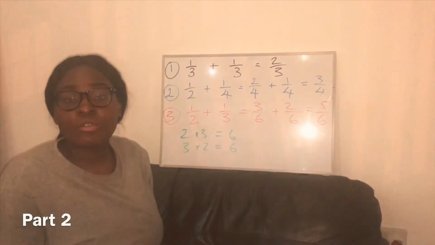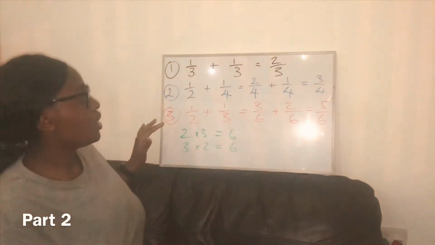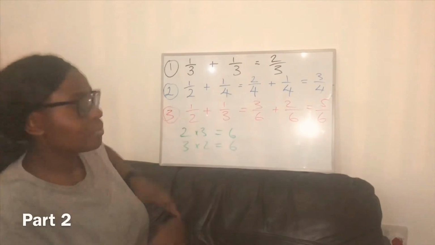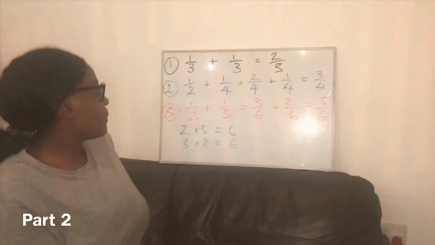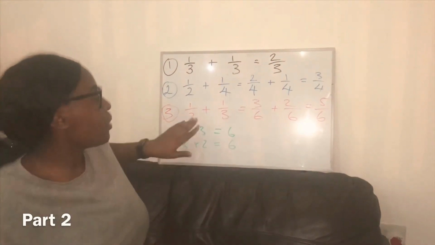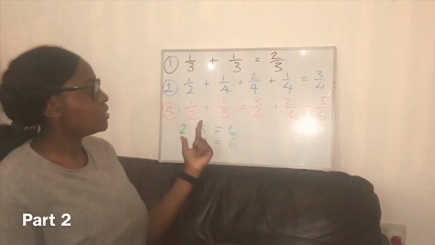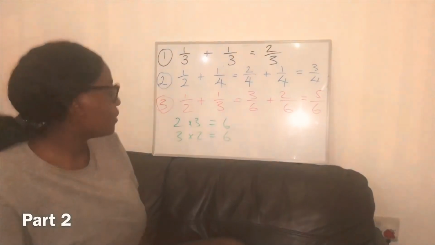Once they've done other examples, we'll move on to the original equation, which is 1/2 plus 1/3. Here, the students are going to have to manipulate both of the fractions, because once again, they would have identified that as there isn't a common denominator, they cannot just add it together.